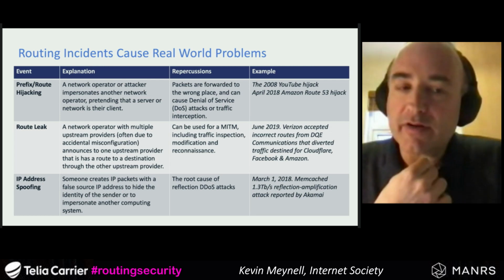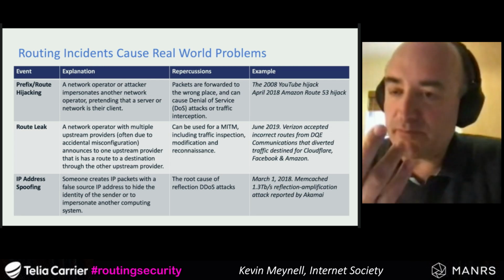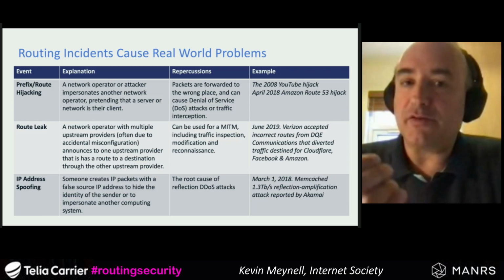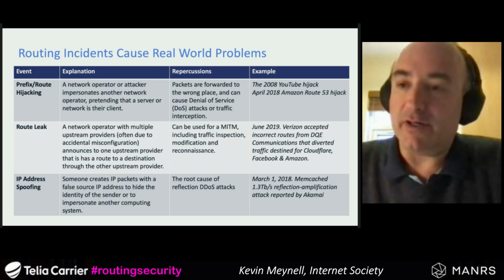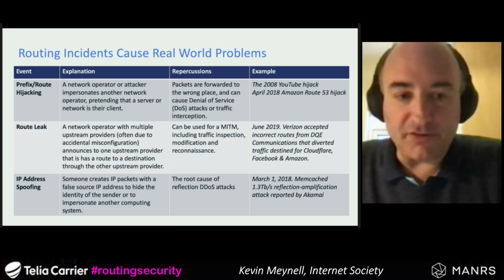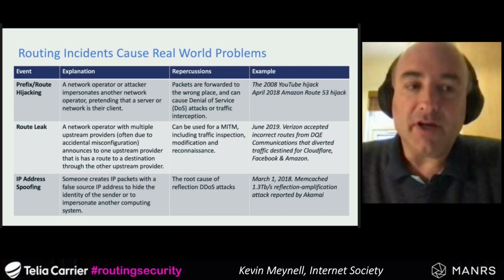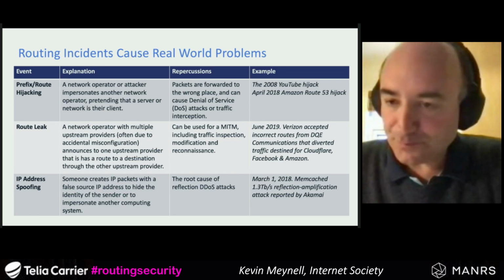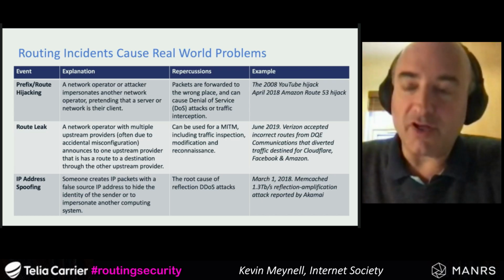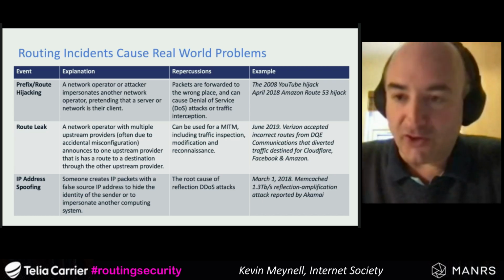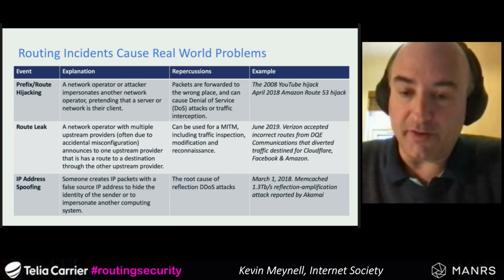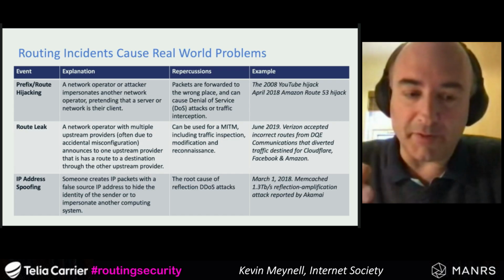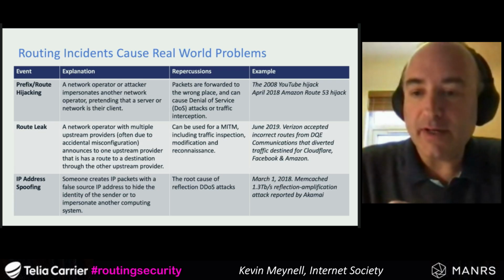So there are 3 main types of routing incident that cause problems. I'm going to delve a little bit more into these in the next slides. But there's something called route hijacking. You have route leaks and IP address spoofing, which is probably more familiar to the average person, the lay person on the internet.